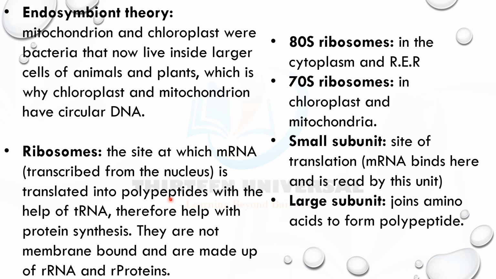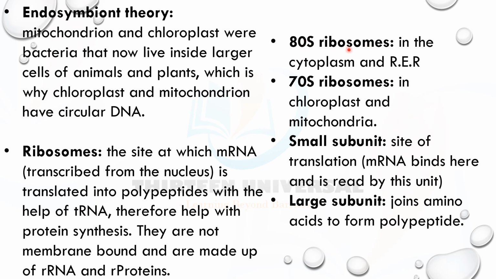So translation occurs in the ribosome. The ribosome is the site for translation, the site for protein synthesis, with the help of tRNA. They are non-membrane bound, I think I mentioned it. There are two components of ribosomes: ribosomal RNA and protein. So a ribosome contains a nucleic acid called ribosomal RNA. There are two types of ribosome: 80S ribosomes and 70S ribosomes.